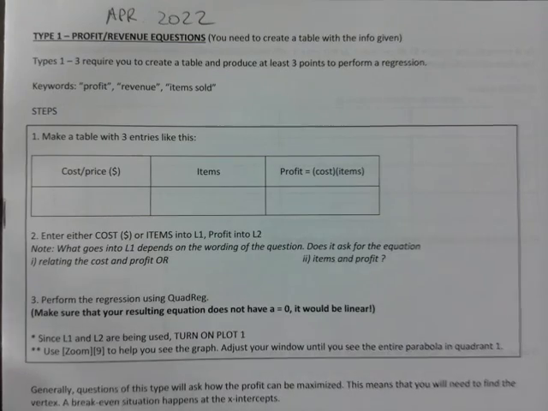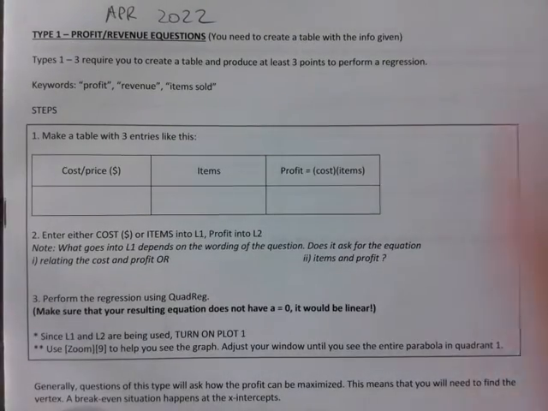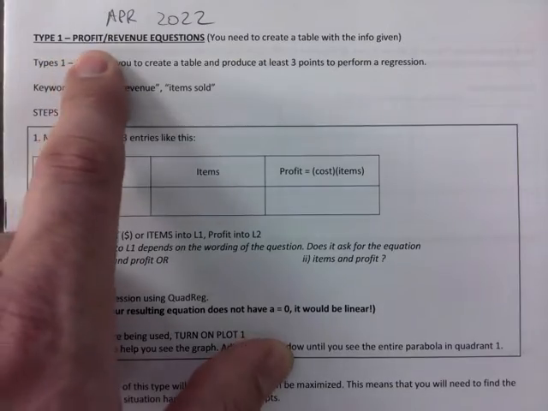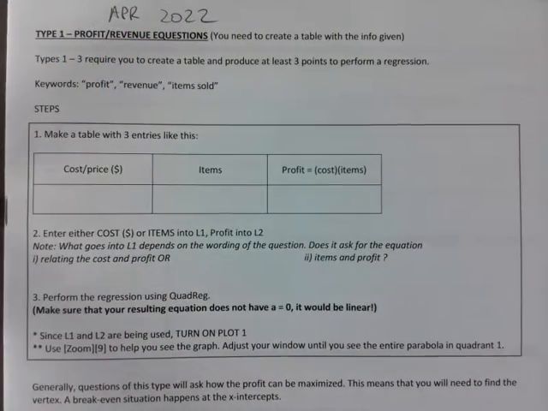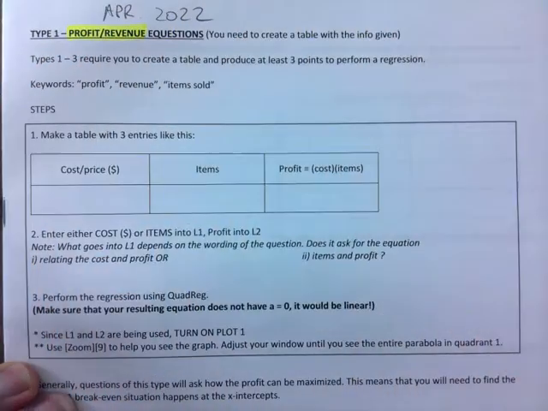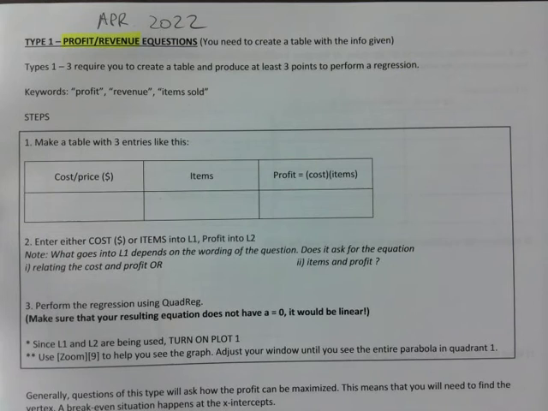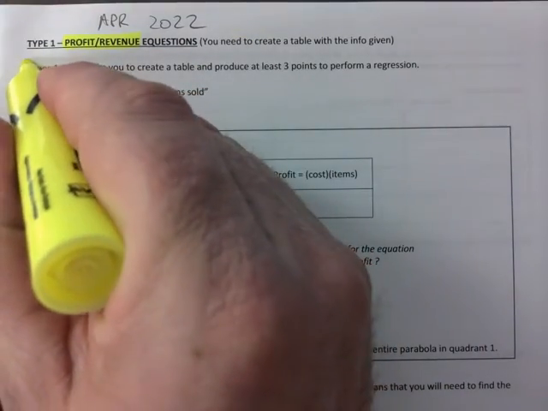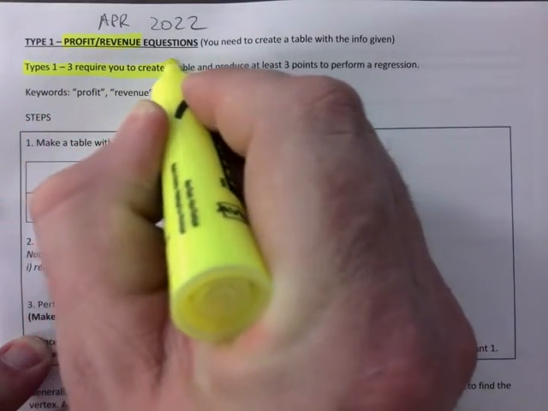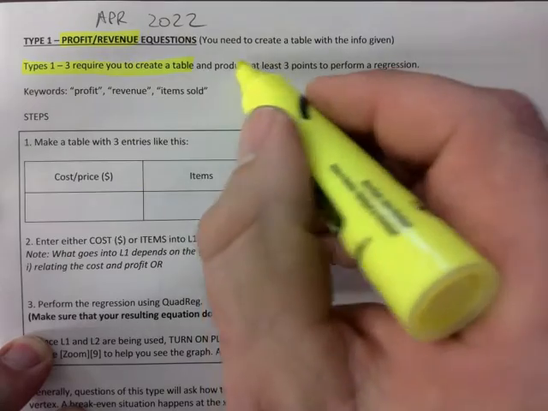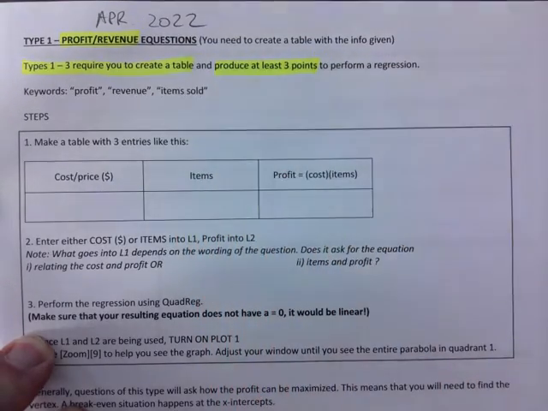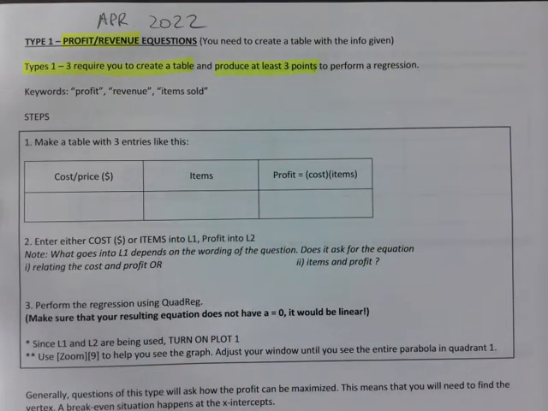Forward, right? So keep that in mind. So the first type is called the profit/revenue types of questions. They mean the same thing, profit, revenue, right? It's income. You will need to create a table with the information that you're given. And I guess I just say that types 1 to 3 require you to create a table, and you need to produce at least 3 points to perform the regression.